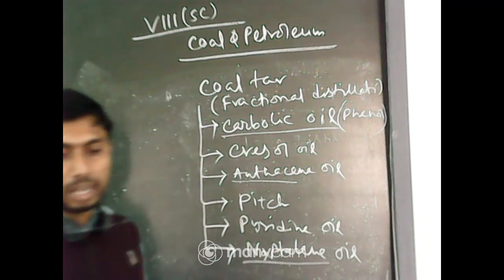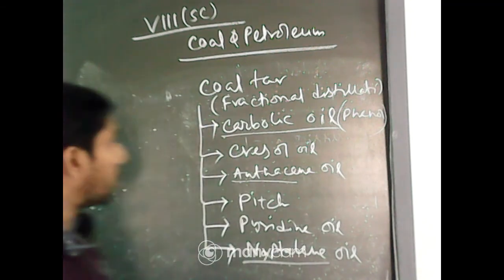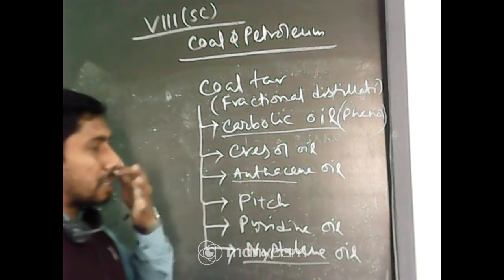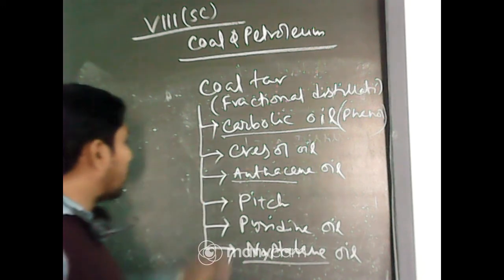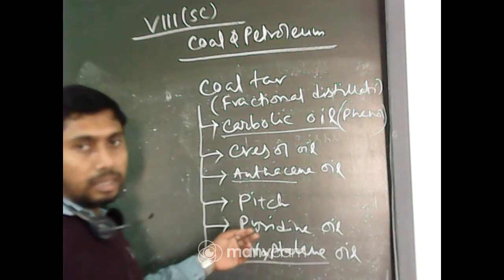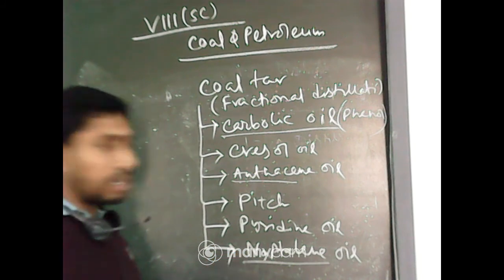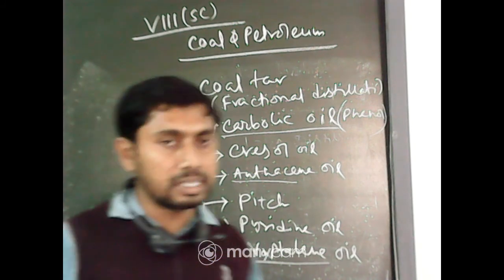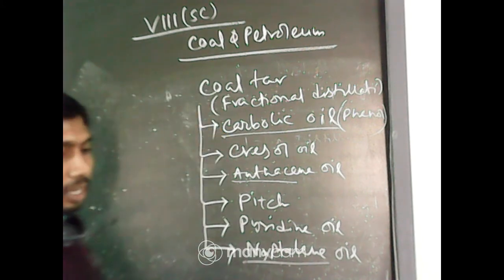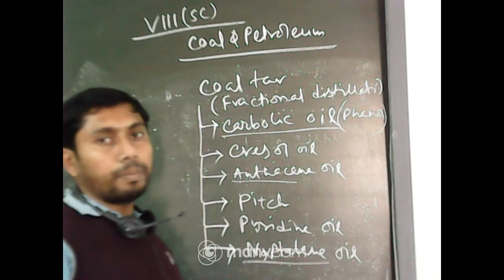Do you know what is carbolic acid? Yes, it is phenol. Now the cresol oil, cresol is also an aromatic compound. Anthracene oil, pitch, that is for surfacing of road. Pyridine oil, this is basic in nature. And naphthalene oil. These are different substances we got from coal tar at different temperatures. Okay, so this is the detailed study of coal.